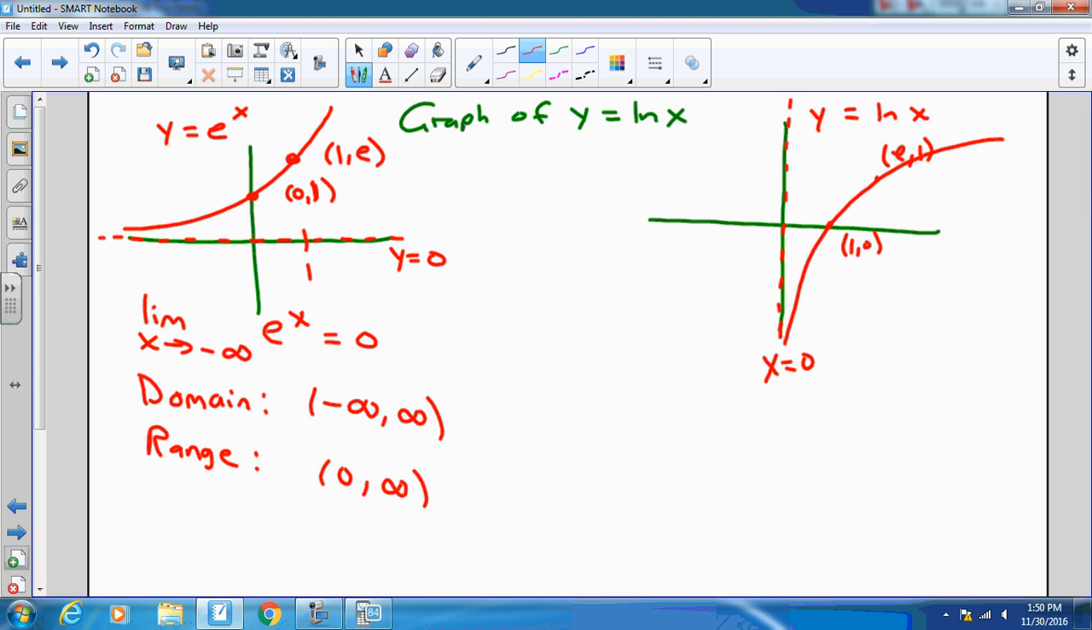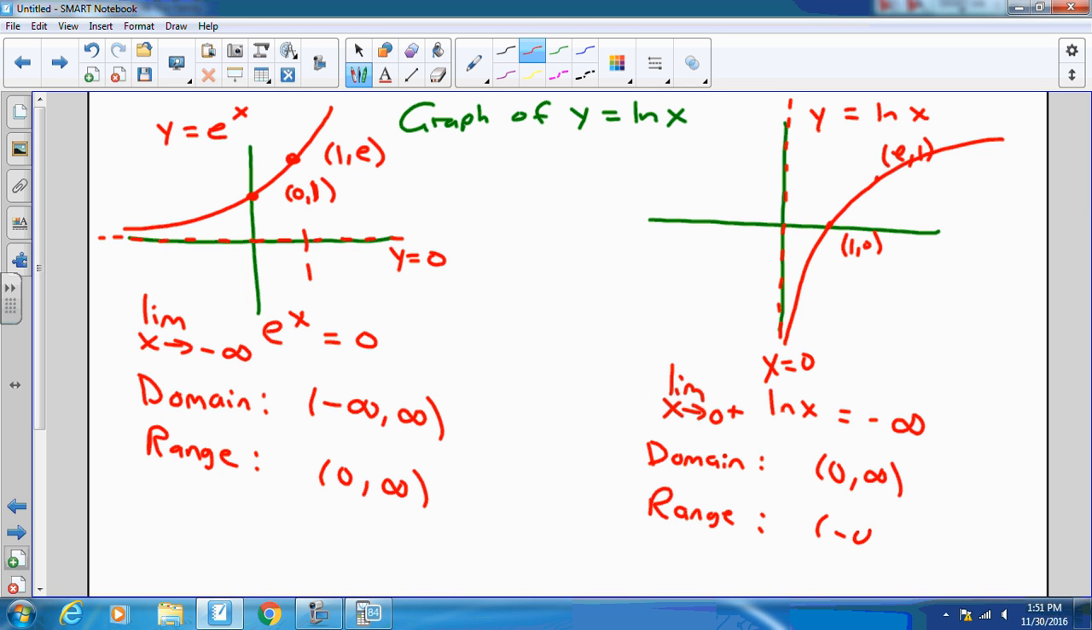Okay, now, what about the limit statement? Well, you can see from the graph here that the graph of y equals ln x goes to negative infinity as x goes to 0, but only from the right, because the domain is the positives. So we can say that the limit as x goes to 0 from the right of ln x is equal to negative infinity. And the domain and range are likewise inverted, so that the domain of natural log is all positives, and the range is all real numbers.